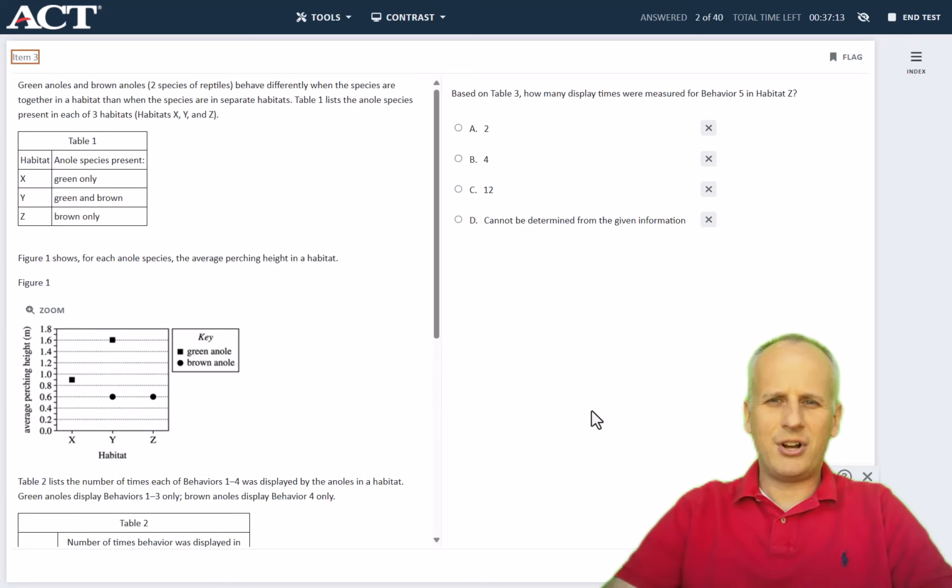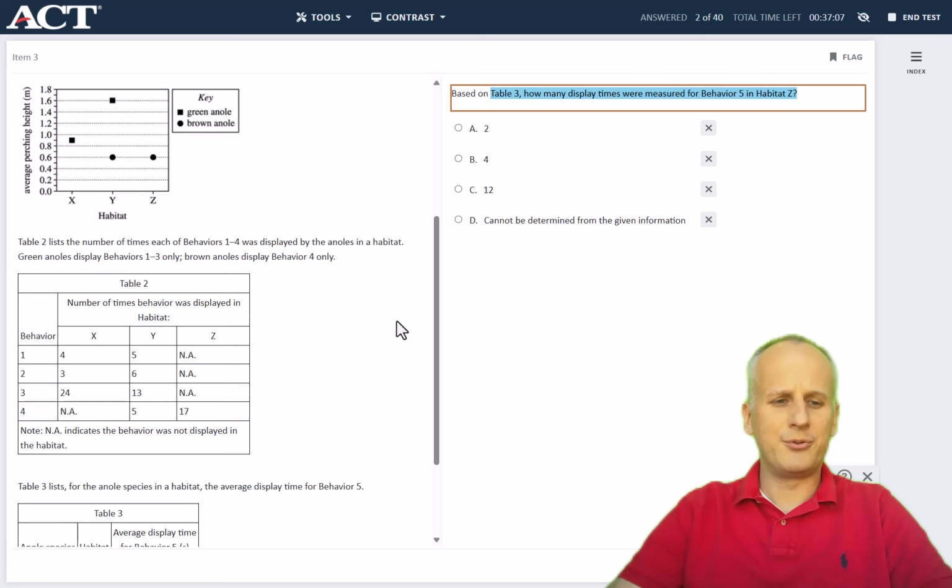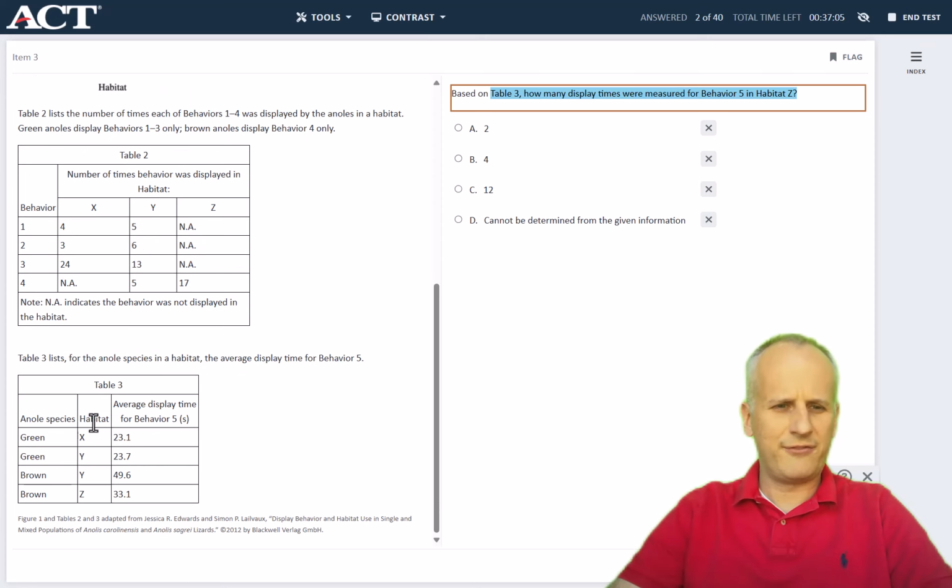It says, based on table 3, how many display times were measured for behavior 5 in habitat Z? So I'm going to go straight down to table 3. We find behavior 5. We're looking in habitat Z, and we've got brown, and then we've got the average.